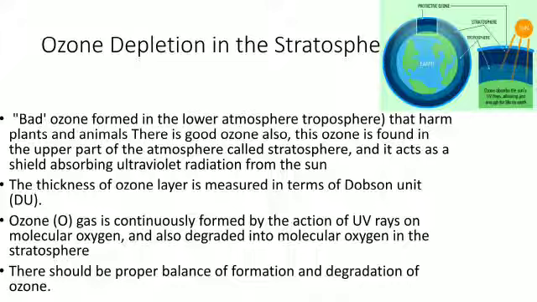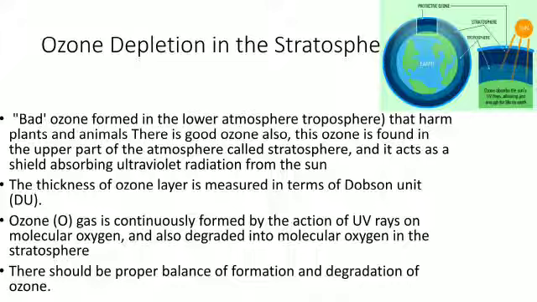They may ask you where the good as well as bad ozone form for a 1 mark question. It helps in absorbing the ultraviolet radiation from the sun. So how is it going to be measured? This ozone is measured in terms of the Dobson unit. They may ask for a 1 mark question. Okay, so the Dobson unit measures how much thickness is present.